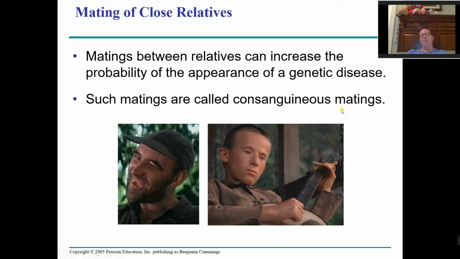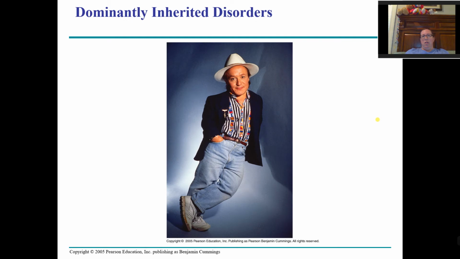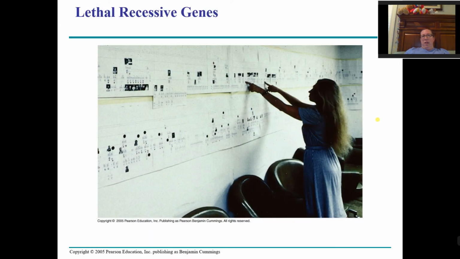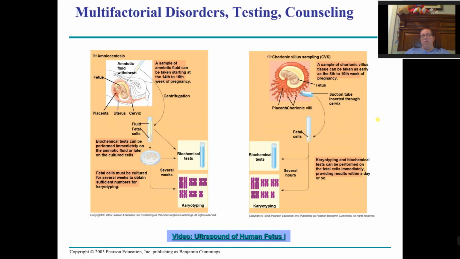But what ended up happening with some of these is that a lot of those genetic disorders that are recessive stayed in the families. And one of the biggest ones was hemophilia. It just wiped out entire lineages of people because of consanguinity. All right, dominantly inherited and lethally recessive. I mean, there's all kinds of stuff.